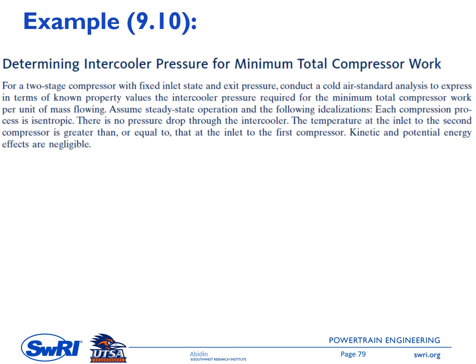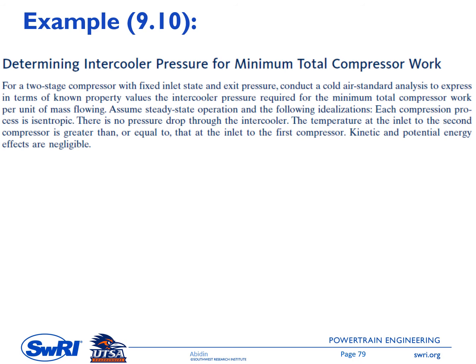The next example is to determine the intercooler pressure for minimum total compressor work. So this is the example statement. For a two-stage compressor with fixed inlet and exit pressure, conduct a cold air standard analysis to express, in terms of known property values, the intercooler pressure required for the minimum total compressor work per unit of mass flowing. We can assume steady state operation and the following idealizations.